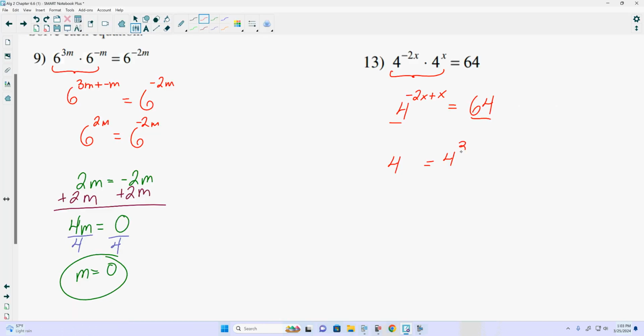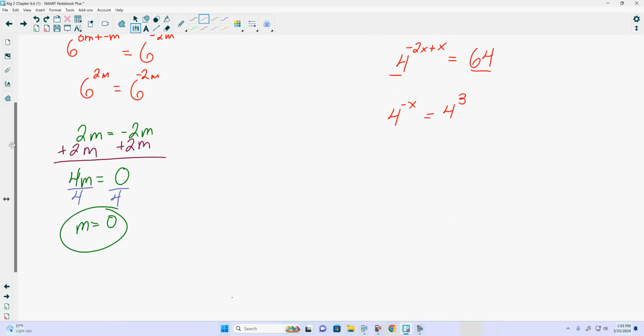So 4 to the third is indeed 64. So we could rewrite 64 as 4 to the third because we want those bases to be the same. Now our negative 2x plus x is negative x. So with rewriting 64 as 4 to the third and simplifying the other side, we do now have an equation where the bases are the same.